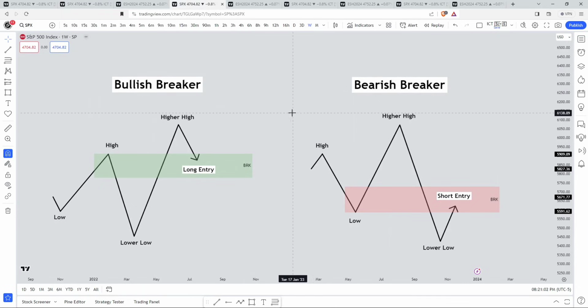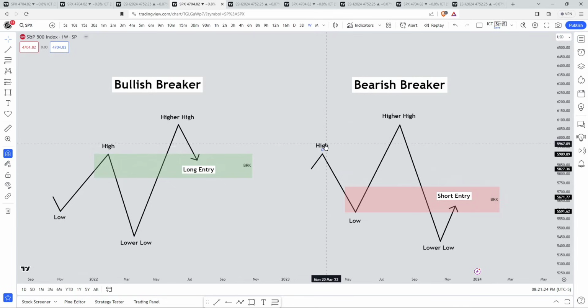We have the bullish and bearish breaker. In a bullish breaker, price creates a low, a high, a lower low, then a higher high. Once it creates the higher high and price closes above this previous high right in here, you're hunting for an up close candle or consecutive up close candles in the price leg that creates the high.